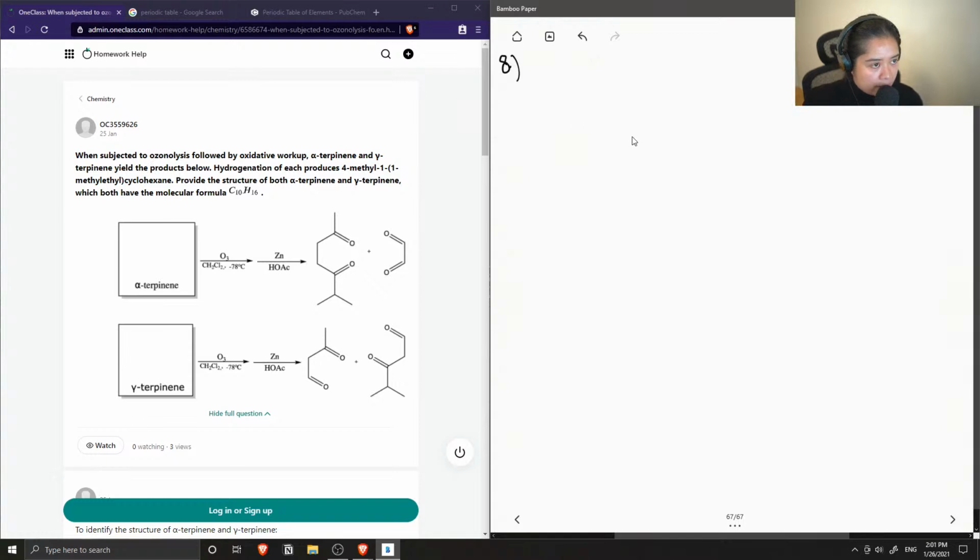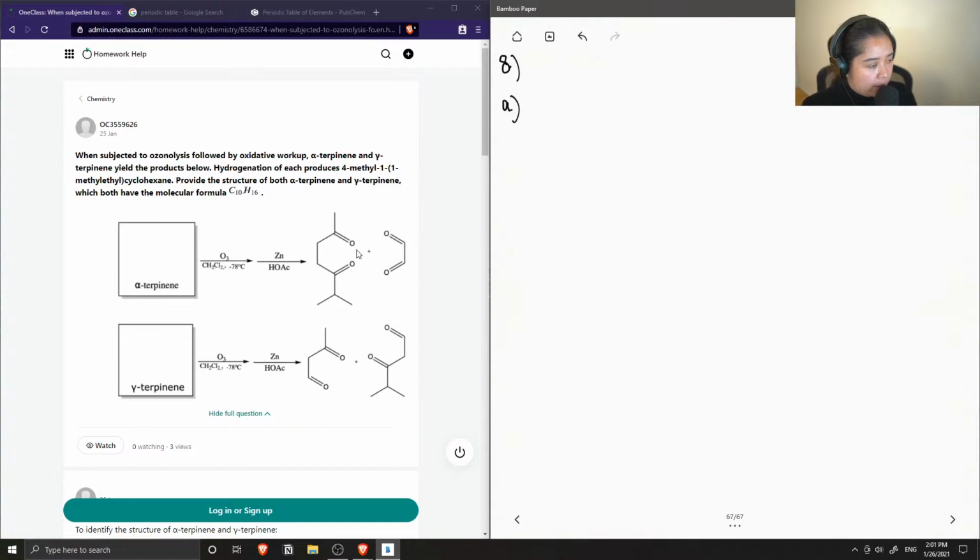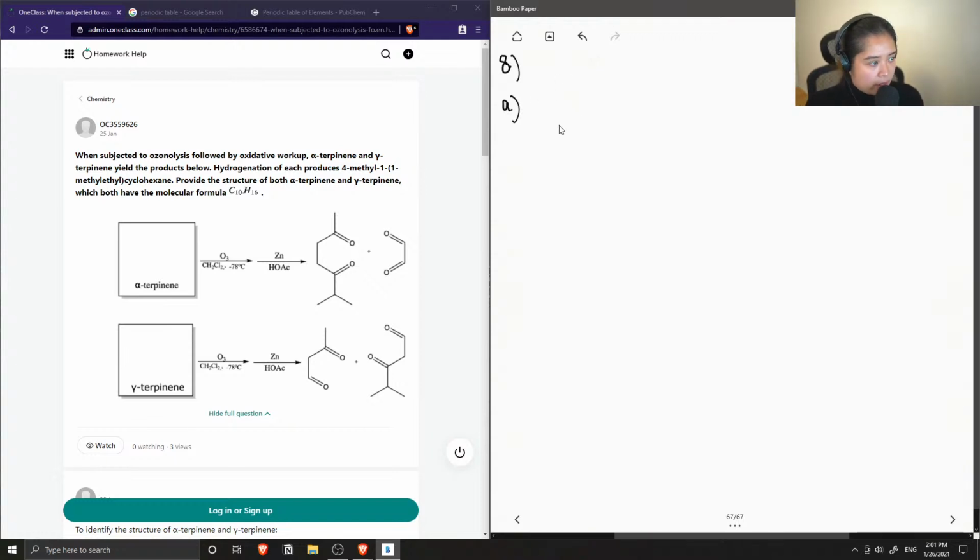Okay, so this question looks like it would be kind of difficult, but if we think about ozonolysis, this is when you have the oxidation of double bonds. So everywhere you would have a double bond, this bond would break and form either ketones or aldehydes. So I'm just going to draw out the structure of alpha terpinene and show what I mean by an ozonolysis reaction. So first let's draw the first half of our product.